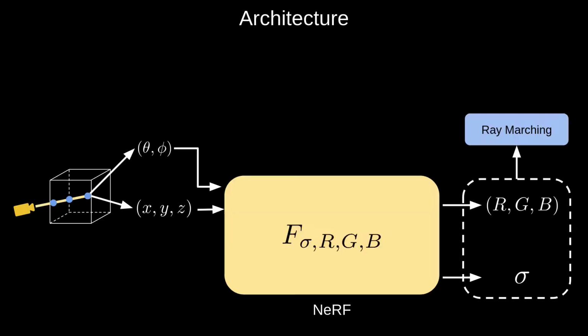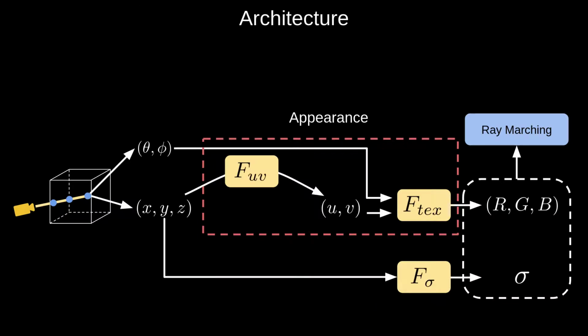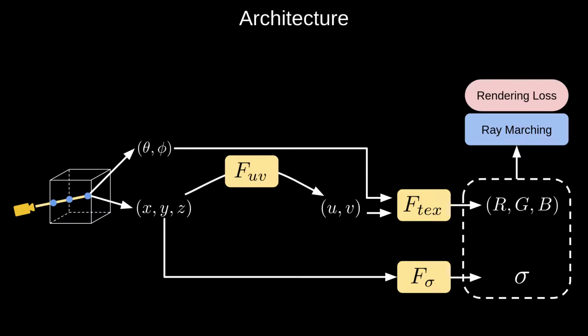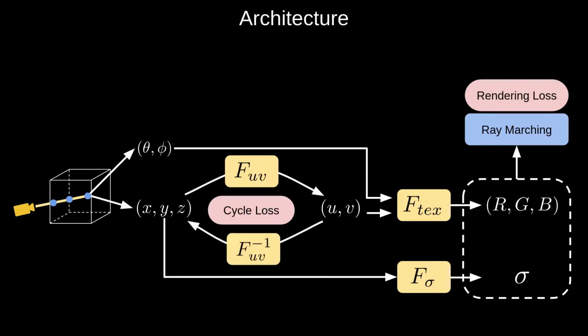Now, let's take a look at the full architecture. Starting from NeRF, we split the network into appearance and geometry. The appearance part consists of a UV network and texture network. They construct 2D radiance textures. The geometry part uses a density network to predict the opacity. NeuTex is supervised with the rendering loss and a cycle loss with the help of the inverse UV network.